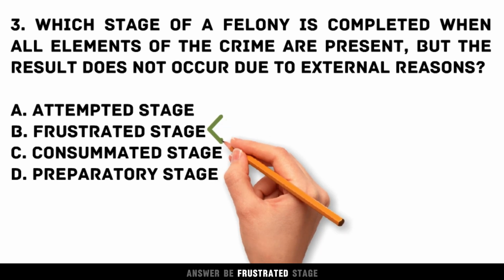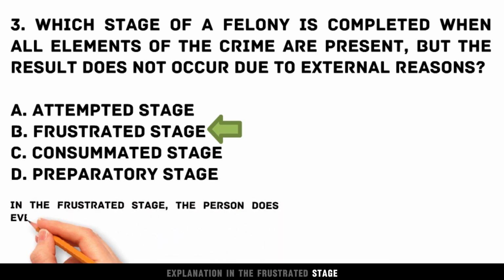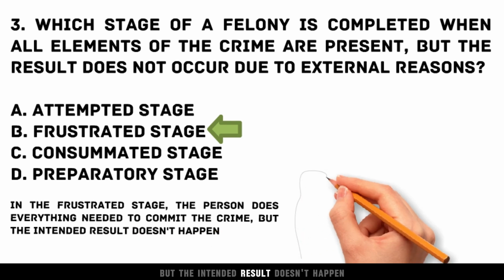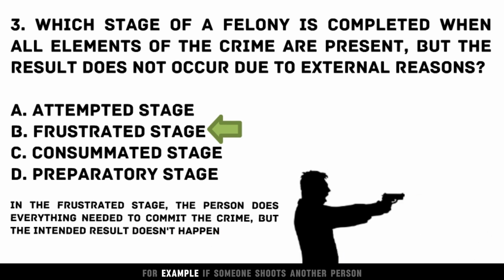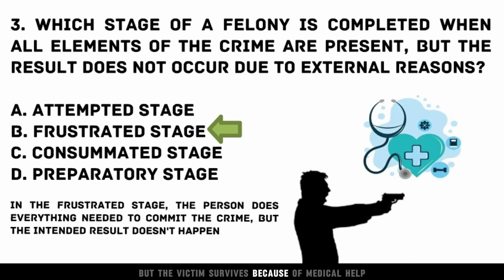Answer: B. Frustrated stage. Explanation: in the frustrated stage, the person does everything needed to commit the crime, but the intended result doesn't happen. For example, if someone shoots another person, but the victim survives because of medical help.